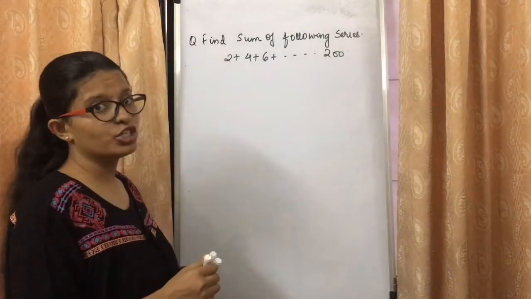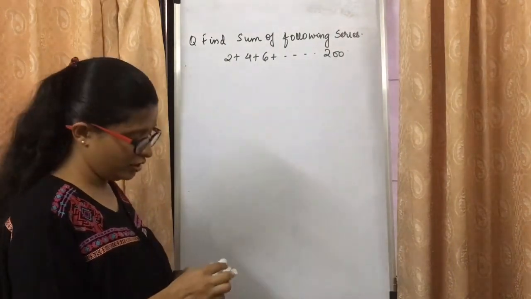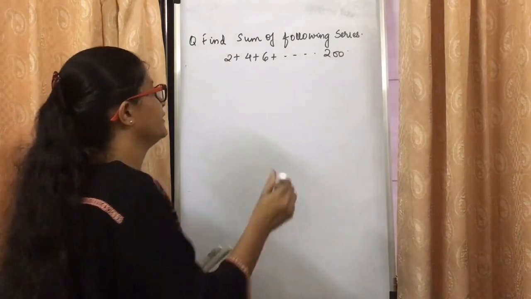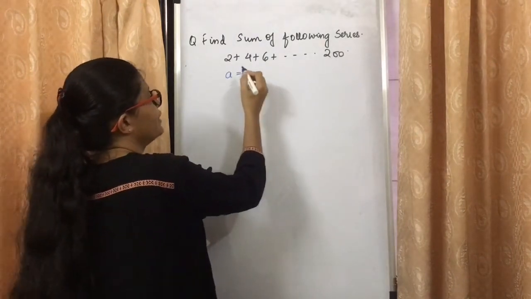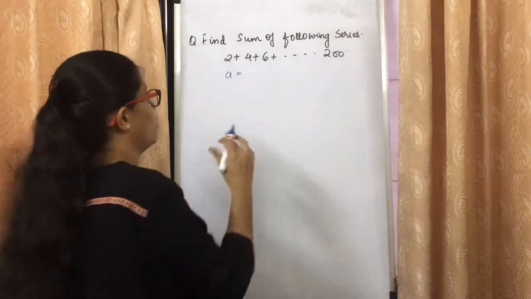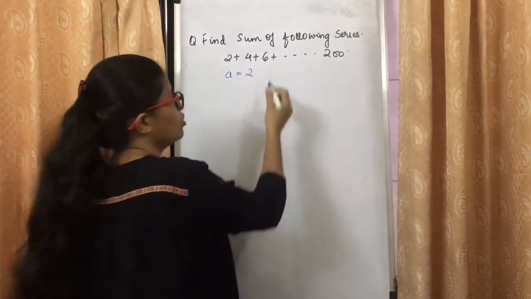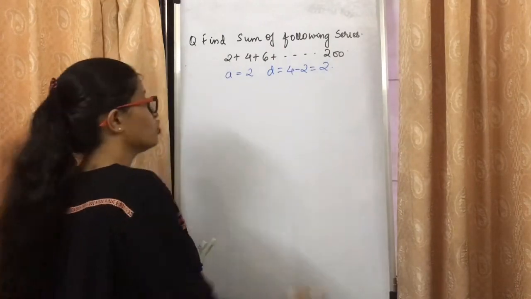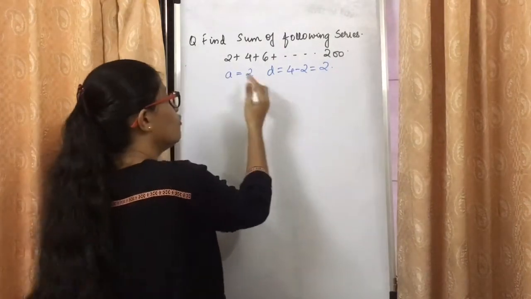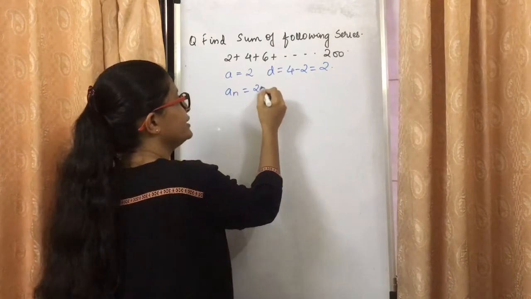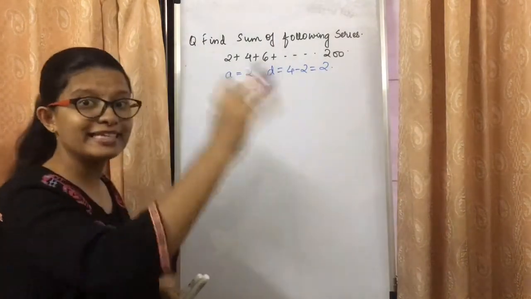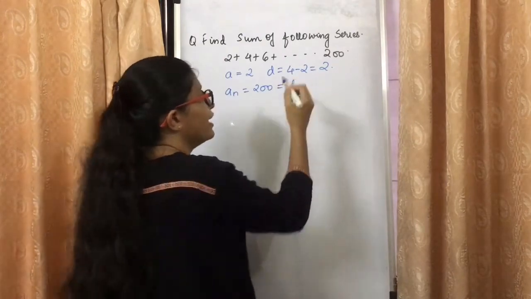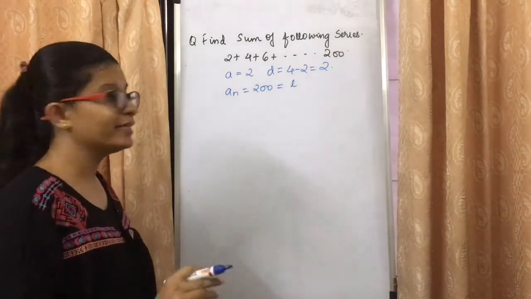So, by seeing the question, you can say that A is given in the question, D we can take out, and the last term has been provided in the question. So, what all is given in the question? सबसे पहले हम वो लिख लेंगे जो दिया हुआ है. So, A is nothing but 2. D is given as 4 minus 2, which is nothing but 2. So, A is also 2, D is also 2. What is the nth term of the series? That is 200. The last term, the nth term of the given series is 200, which we can write as L also.